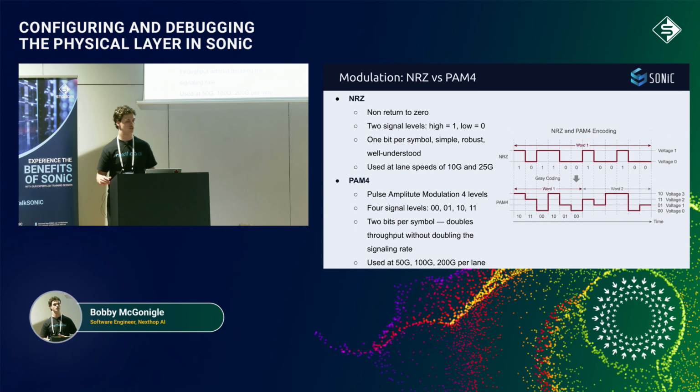Which brings us to modulation. There are 2 different types. In the past for lower speeds, we had NRZ, fairly simple: high is equal to 1, low is equal to 0. It was well understood and worked well at 10G, 25G. And then we got PAM4. This is used at 50G, 100G, 200G per lane, where you're now getting into the high speed. It has 4 signal levels instead of 2: 00, 01, 10, 11. Obviously, we can now encode 2 bits per symbol, which is great. We double the throughput without doubling the signaling rate, but it brings some challenges.